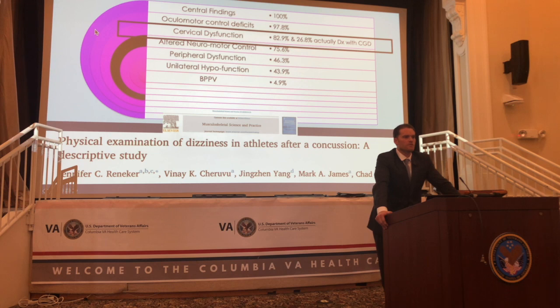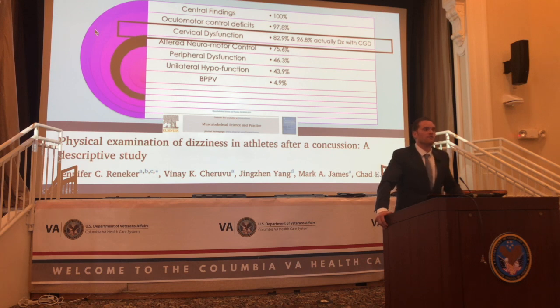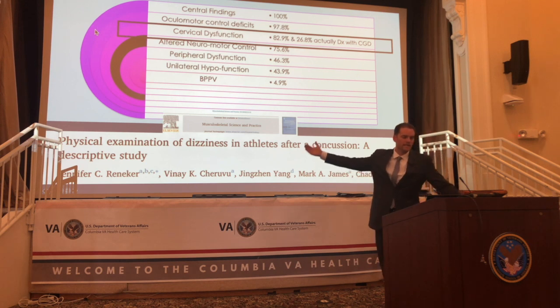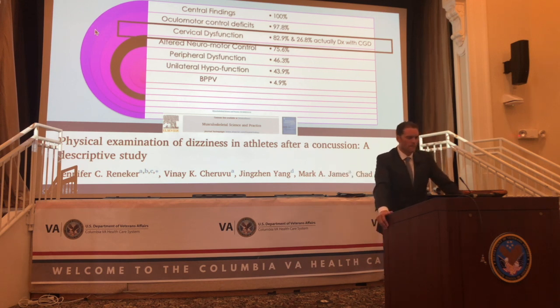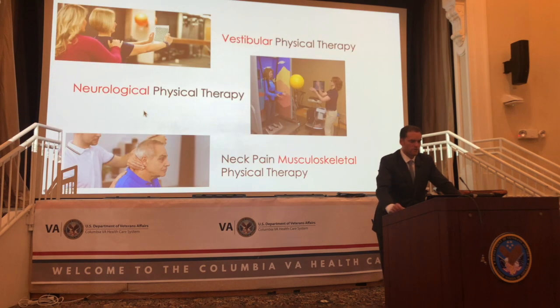But we're talking more about the proprioceptive and dizziness concept, which we talk about in our courses. You should address and clear that area before you get into improving the altered neuromotor control, the peripheral dysfunctions, and the BPVs. Well, BPV first, but in this case, in Jennifer Reneker's words, less than 5% of these athletes had this. So pretty interesting when we get into the newer research there.